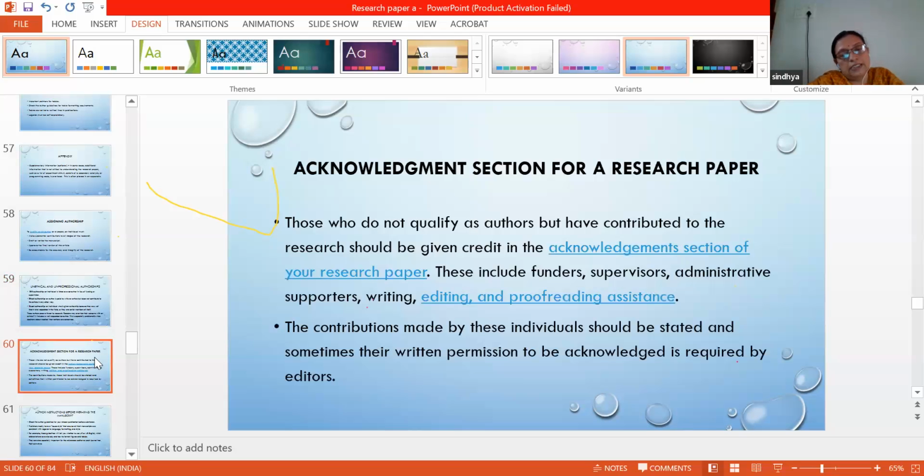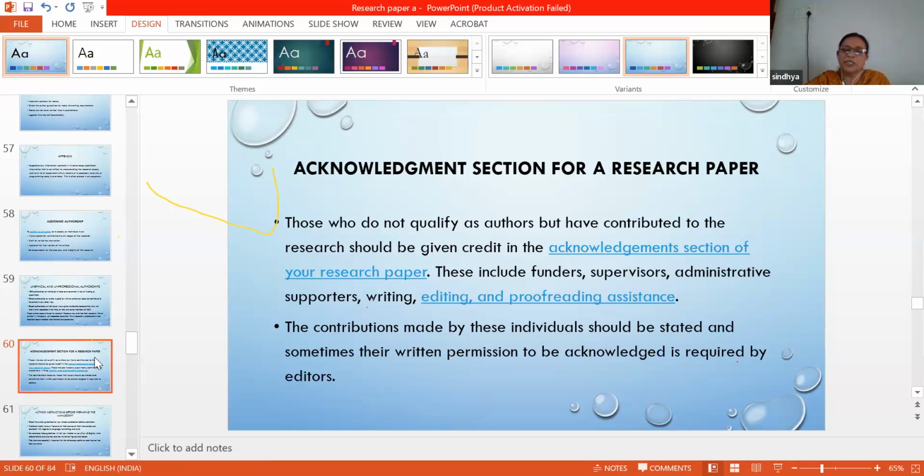And another section in a research paper is the acknowledgement section. Who is to be acknowledged? Those who do not qualify as authors but have contributed to the research should be given credit in the acknowledgement section. Even funding agencies, your supervisors, administrators, your supporters, your co-teachers, those helping with writing, editing, proofreading, assistants. Whoever is supporting your research, you should acknowledge them in the acknowledgement section. So the acknowledgement section for a research paper is also important.